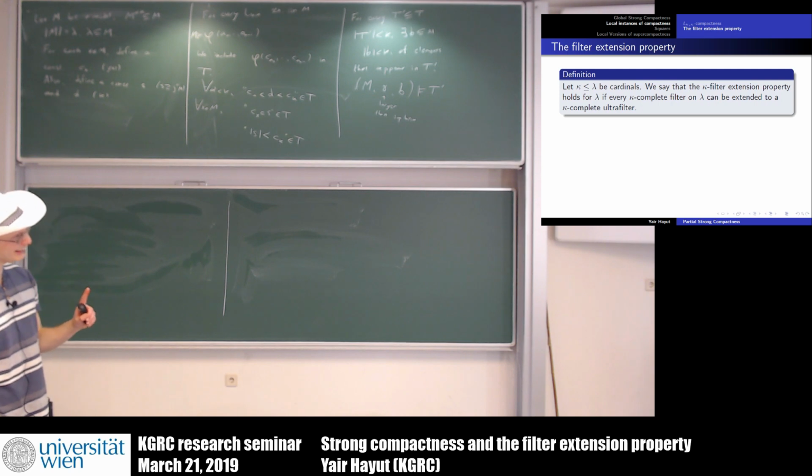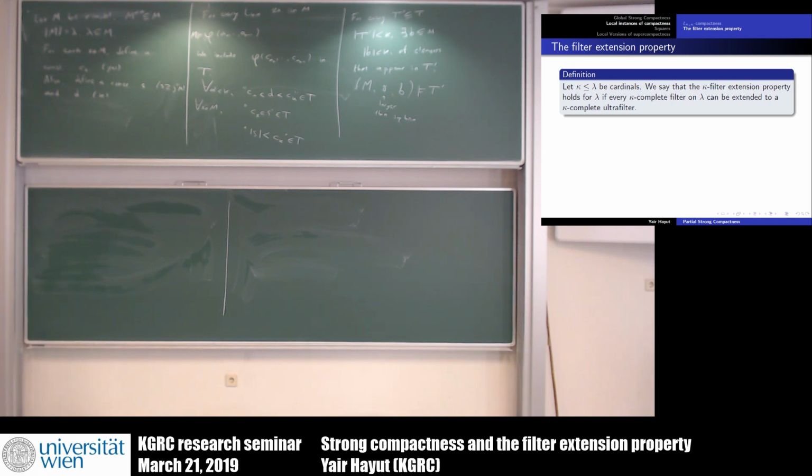Now there is something a bit misleading with this terminology, because talking about extending filters on lambda, we are basically talking about objects of size 2 to the lambda. Let me just mention that it is classically known that if we restrict ourselves to filters which are generated by lambda many sets, then this is just the same as lambda strongly compact. But here we are saying something which is a bit more delicate. We are talking about every filter on lambda, so we have really a lot.